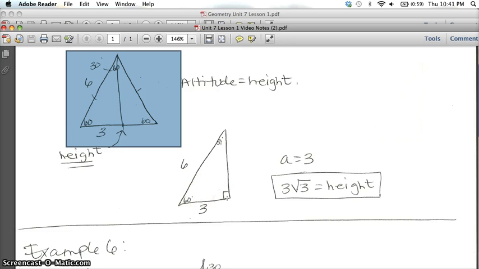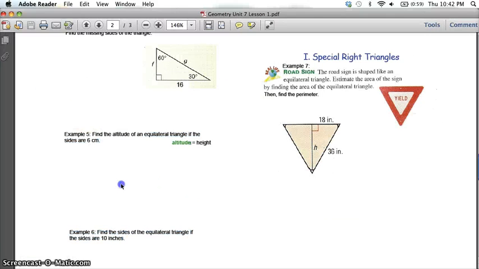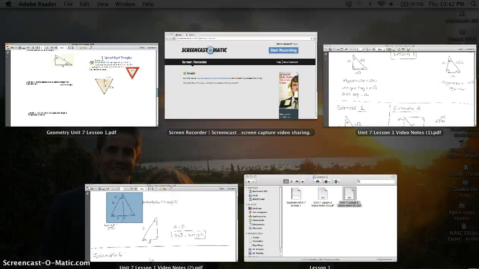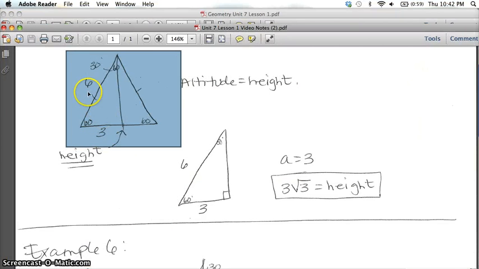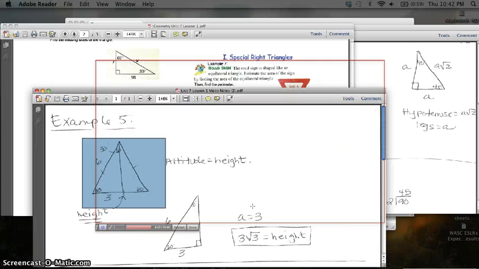Now, it told us that all of our sides were equal to 6, okay? So if we go back, it tells us that our sides are 6. So I went ahead and labeled all of my sides 6. But if I cut this triangle in half, then that means I also cut this base in half. So 6 divided by 2 is 3. So the base is 3, and my hypotenuse is 6.